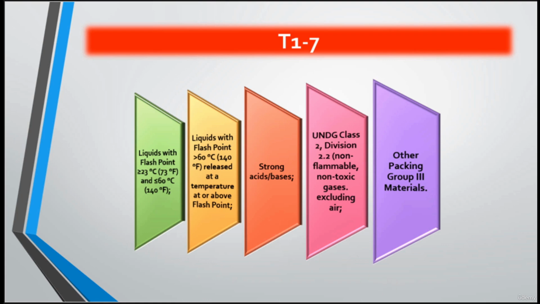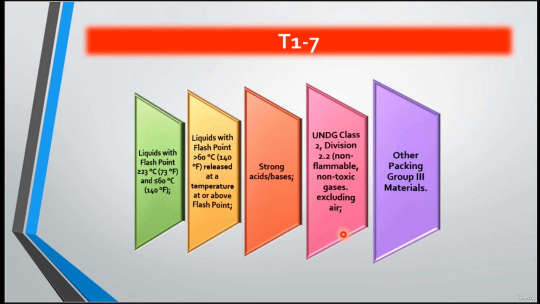So moving on to number 3, we will have strong acids and bases. Regarding this point, we need to highlight that the pH of the acids or bases should be lower than 1 or higher than 12.5. More precisely, these are substances that will cause full thickness destruction of intact skin tissue within an observation period of up to 60 minutes, starting after an exposure time of 3 minutes or less.